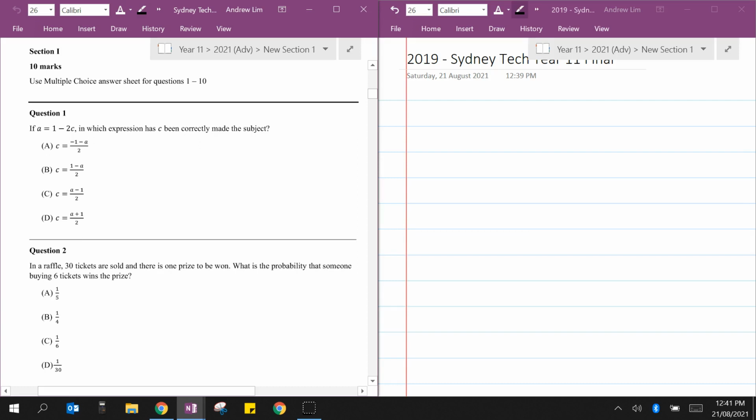Question 1. If A is equal to 1 minus 2c, in which expression has c been correctly made the subject? So for question 1, we have A is equal to 1 minus 2c. 2c is equal to 1 minus a. And so c is equal to 1 minus a all over 2. That's B.